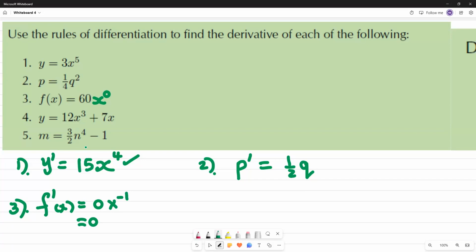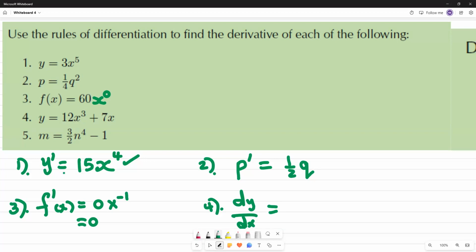You know that if you're deriving a constant, you get 0. Okay, then let's do number 4. On 4, I'm going to use a different notation. I'll just say dy dx. This means the derivative of y with respect to x. It just means the same thing as that.